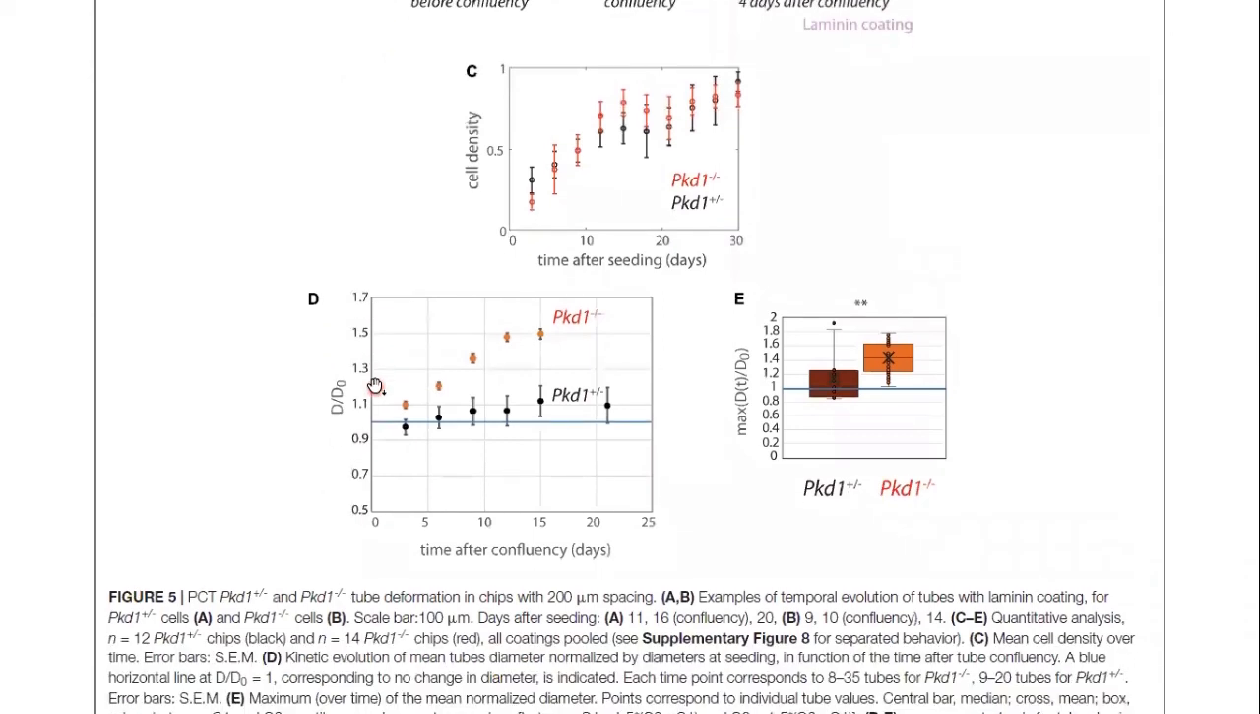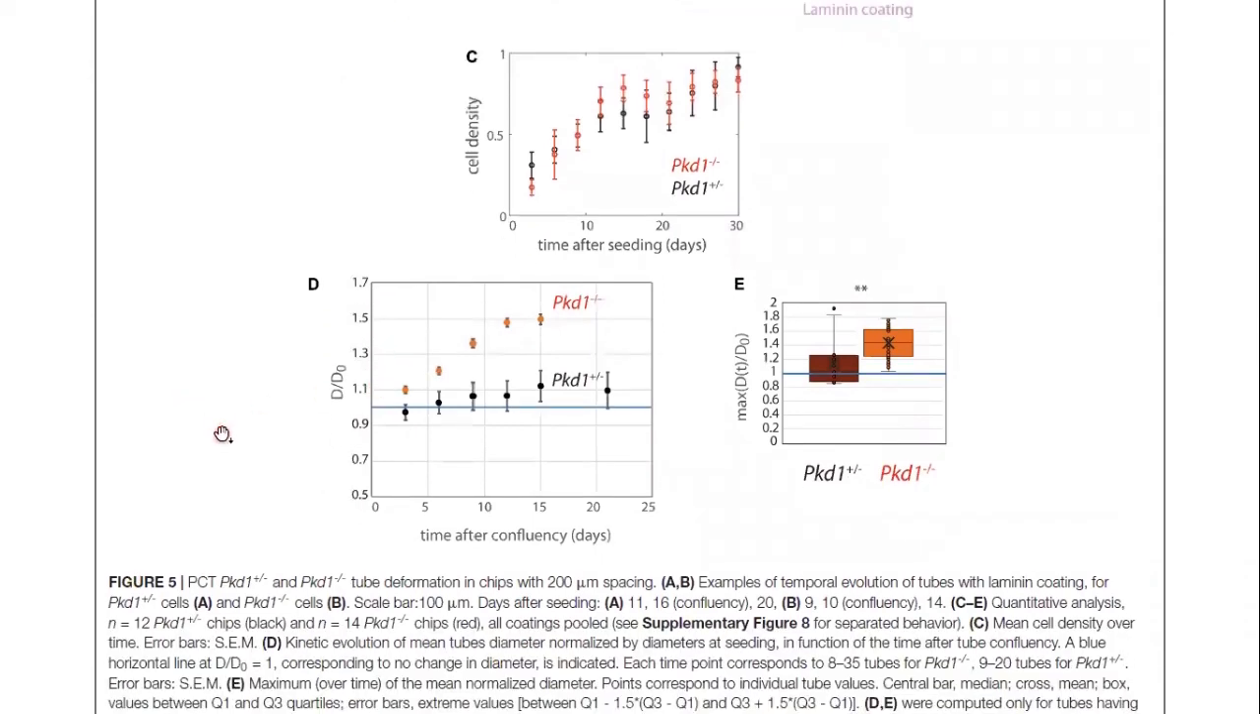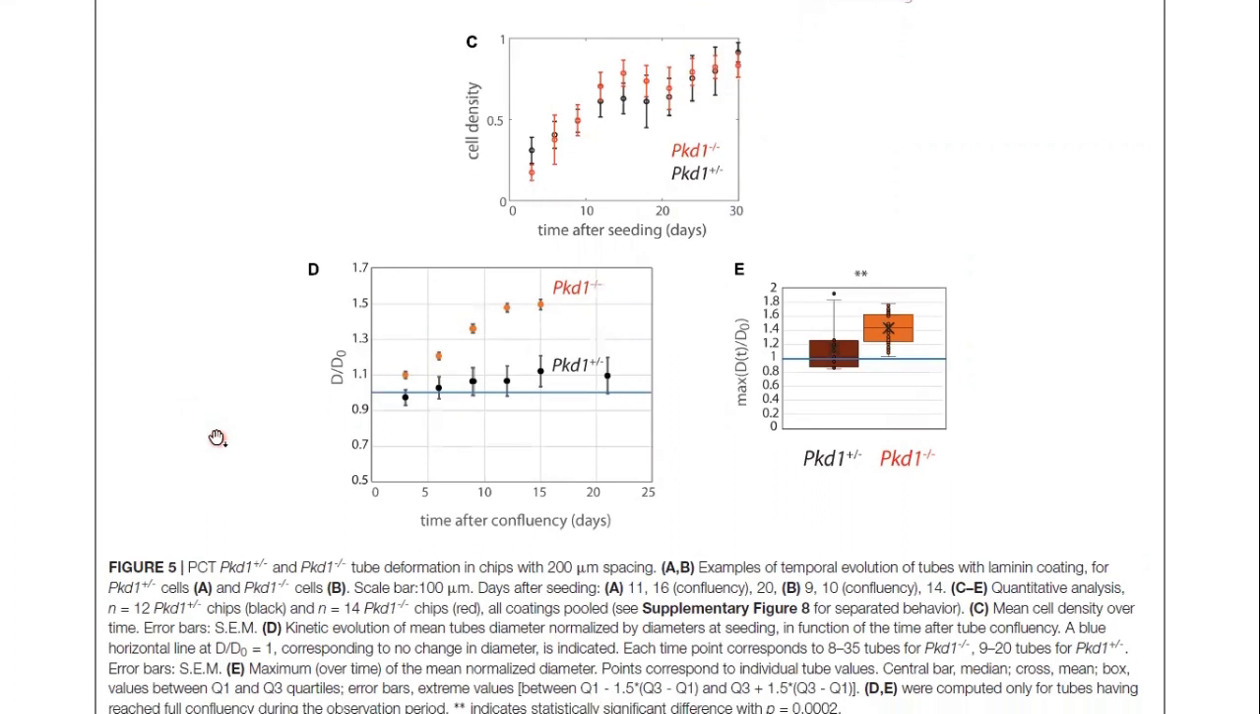Here we can see the comparison of the deformation of the tubules using PKD1 negative cells and using PKD1 positive cells. Here we can see that there is a difference in the maximal deformation, and it is observed when the PKD1 negative cells were used. This comparison was performed using a 200 micrometer separation tube.